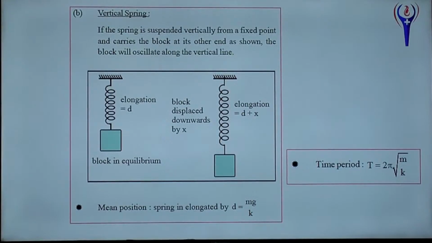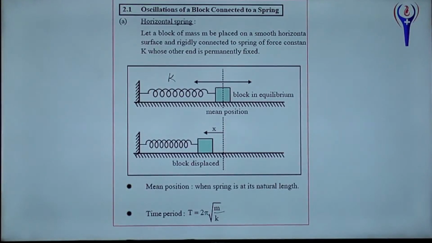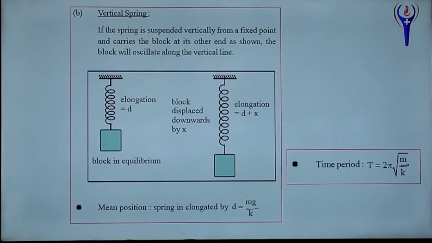For a vertical spring, T equal to 2 pi into root of m by k. This is vertical, that is, the spring is connected vertically with a block. Previously it was horizontal, where the spring is connected horizontally and a force is applied, then displacement takes place in this direction. Similarly, force is applied here as elongation d plus x. Then time period T equal to 2 pi into root of m by k.